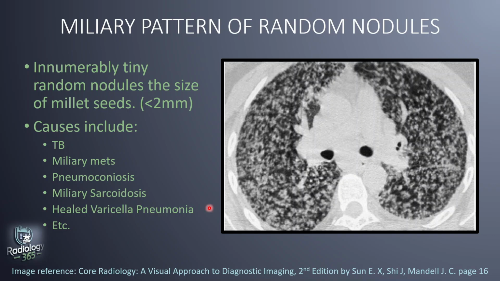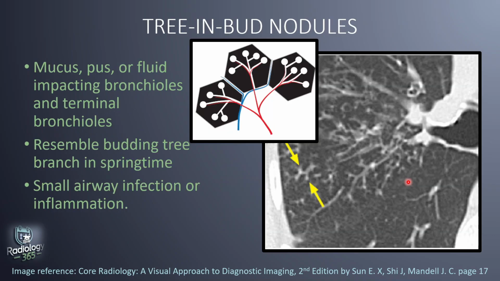So in this axial CT, it shows innumerable tiny nodules distributed randomly throughout both lungs in a miliary pattern. So this was a case of miliary tuberculosis.